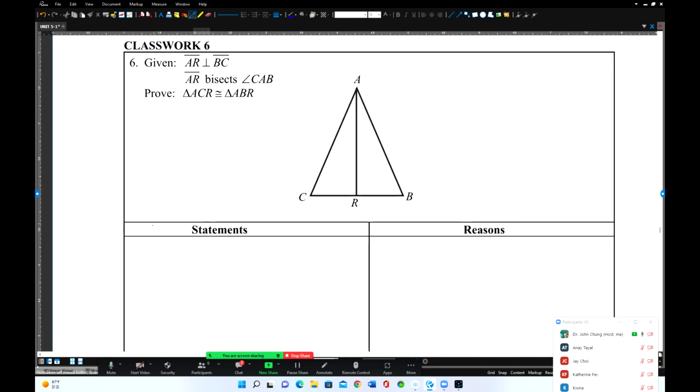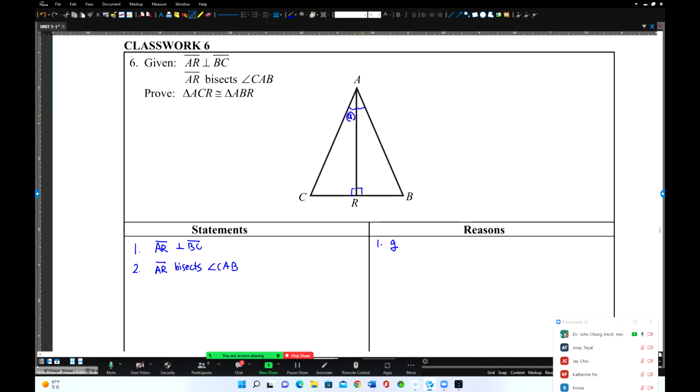Now write down the given there. AR perpendicular to BC. Perpendicular means the next step is they are right angles. That is a given. Number 2 is AR bisects angle CAB. That is the angle bisector. These two angles are congruent.